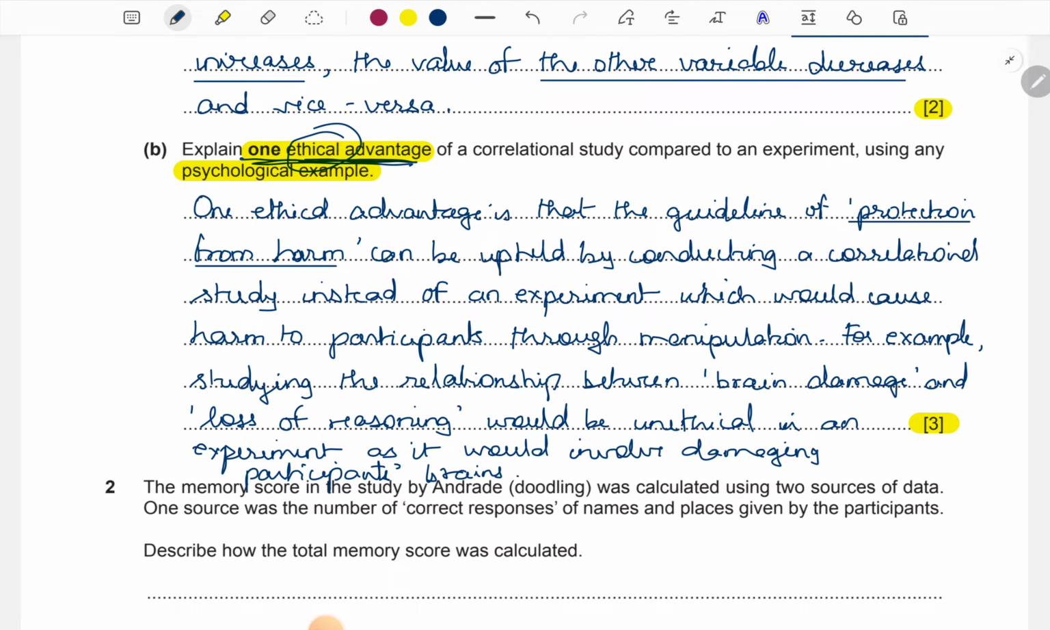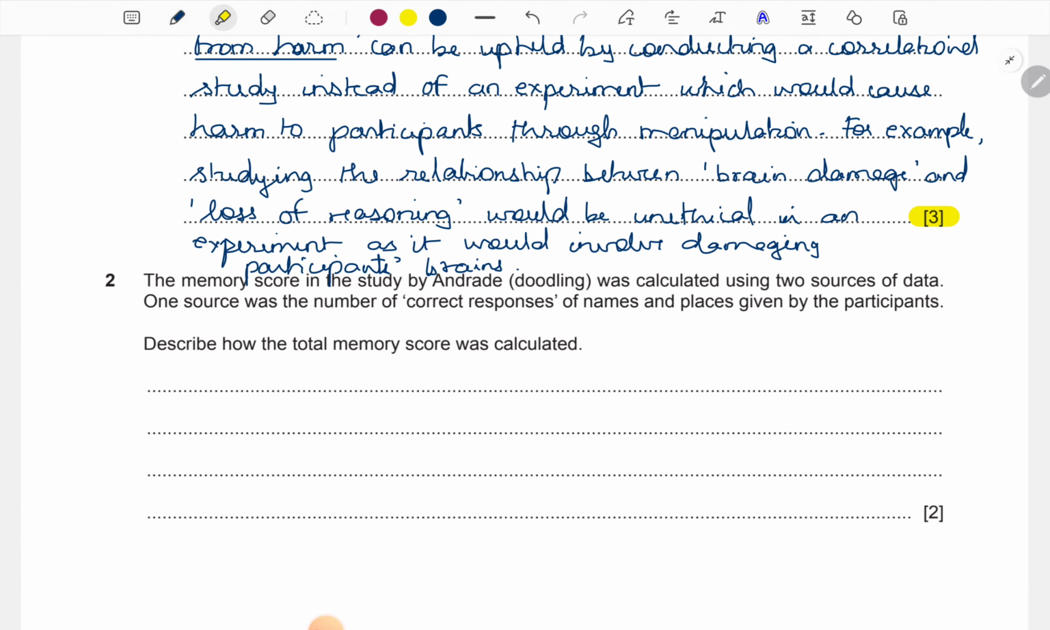Okay, let's look at the next question, which is directly from a case study. The memory score in the study by Andrade was calculated using two sources of data. One source was the number of correct responses of names and places given by participants. Describe how the total memory score was calculated.